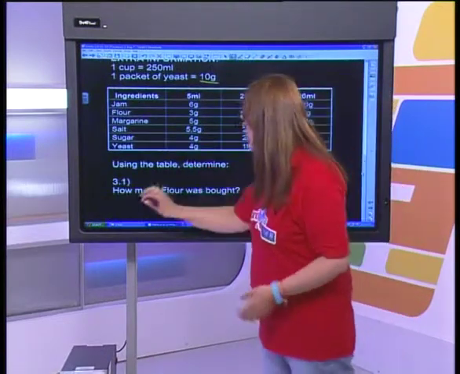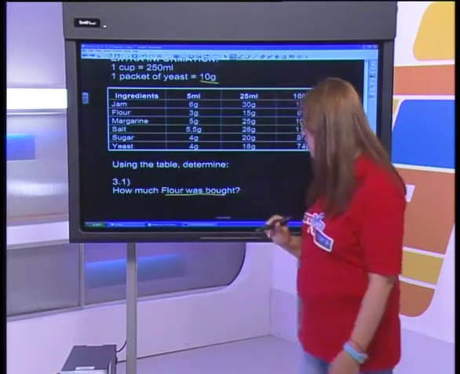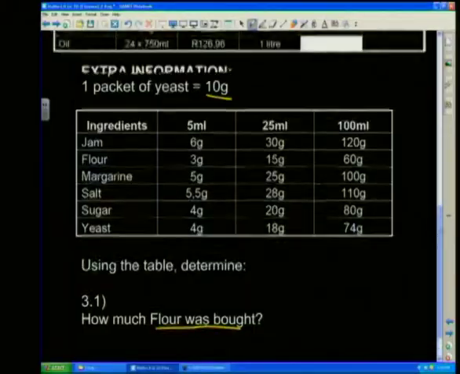Right, using the table, determine how much flour was bought. So go back to our table.